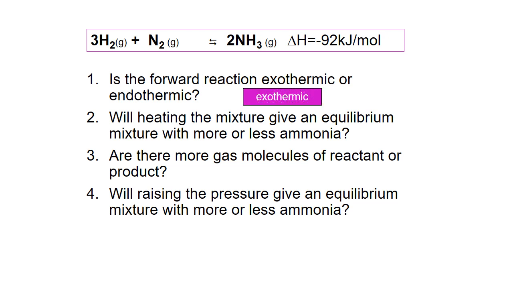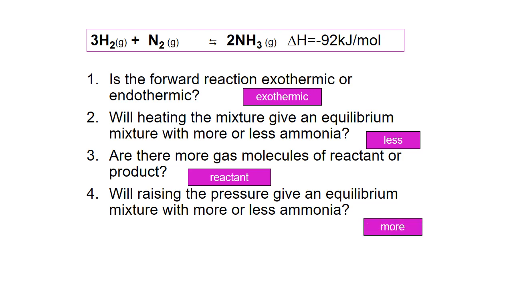Forward reaction is exothermic. We know that because it tells us delta H is a negative number. Heat in the mixture will favour the endothermic direction, so we'll favour the reverse reaction, going to the left hand side. And there are more gas molecules of reactants, so we've got 3 moles of hydrogen plus 1 mole of nitrogen, we've got 4 on that side, whereas we have 2 moles of ammonia on the other. And raising the pressure will mean there's more ammonia being produced because it will go to the side with fewer molecules, which is in the direction of ammonia to the right hand side.